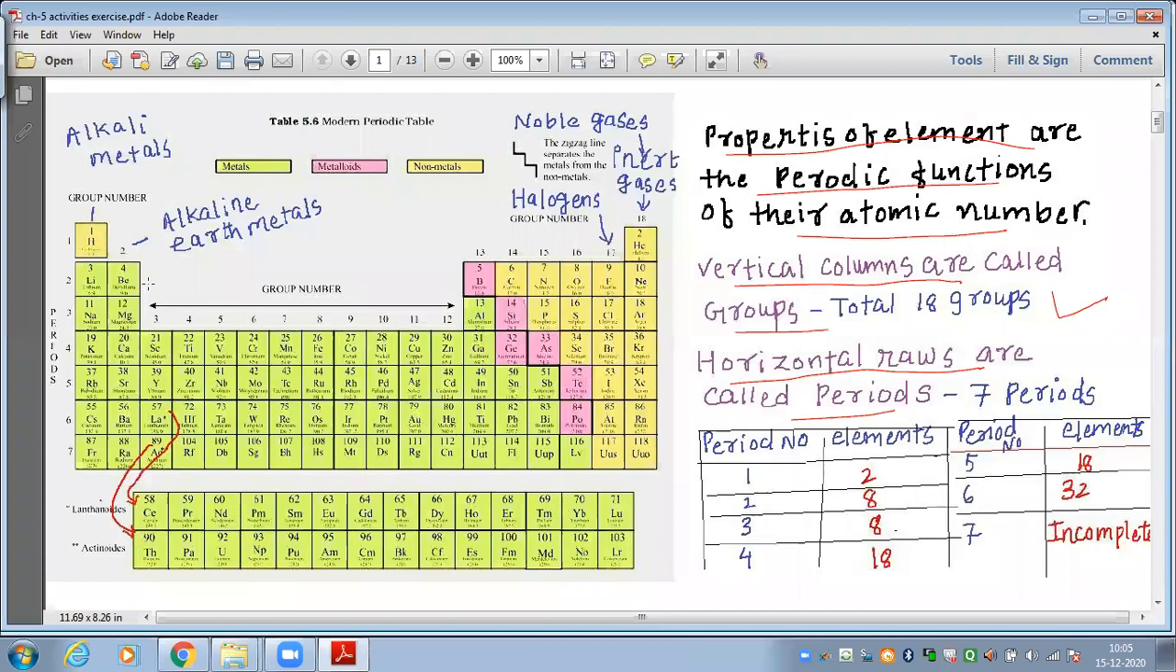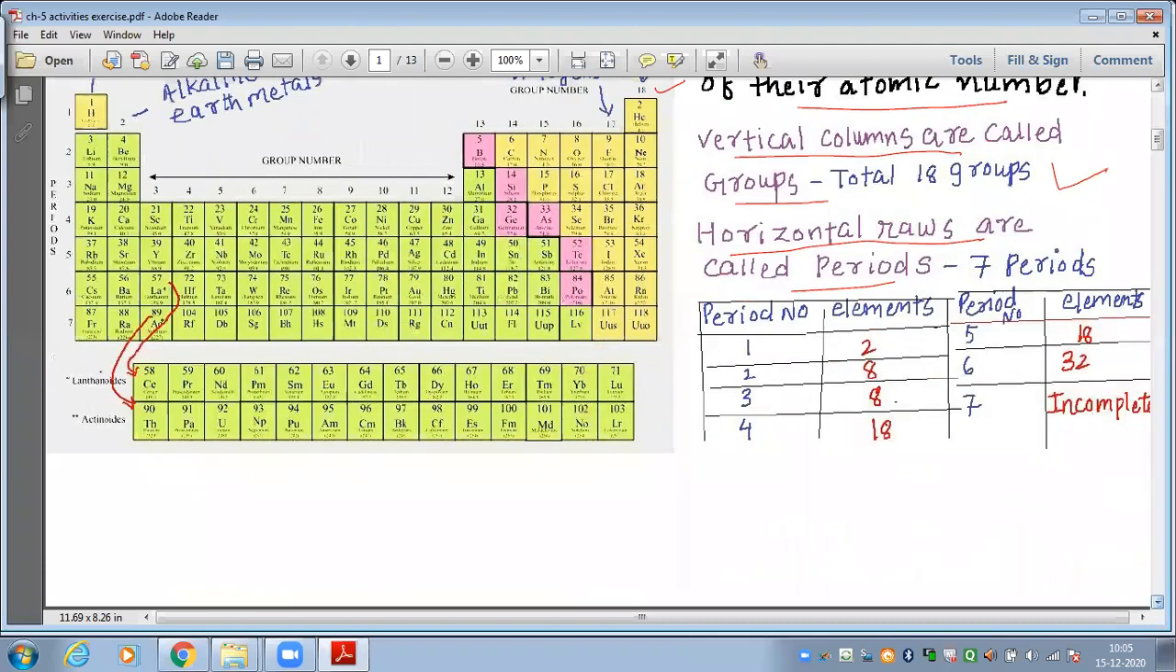You can see the 18 groups. And we have 7 periods. You can see 1, 2, 3, 4, 5, 6, 7 periods. Each period has some number of elements. That is why the first period has 2 elements, the second has 8, the third has 8, the fourth has 18, the fifth has 18, the sixth has 32, and the seventh is incomplete.